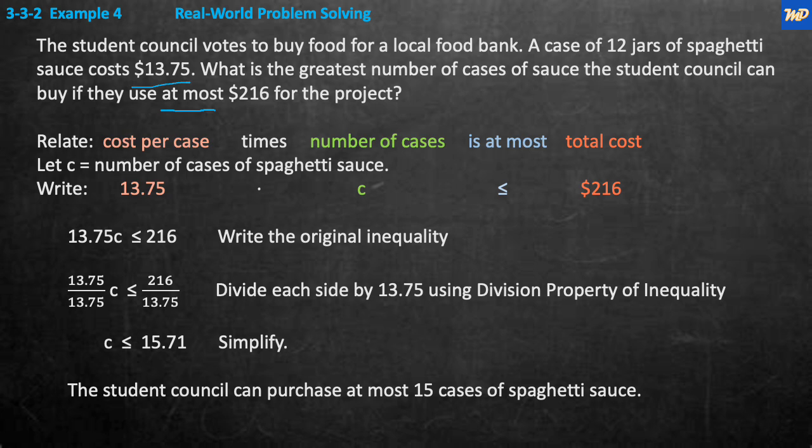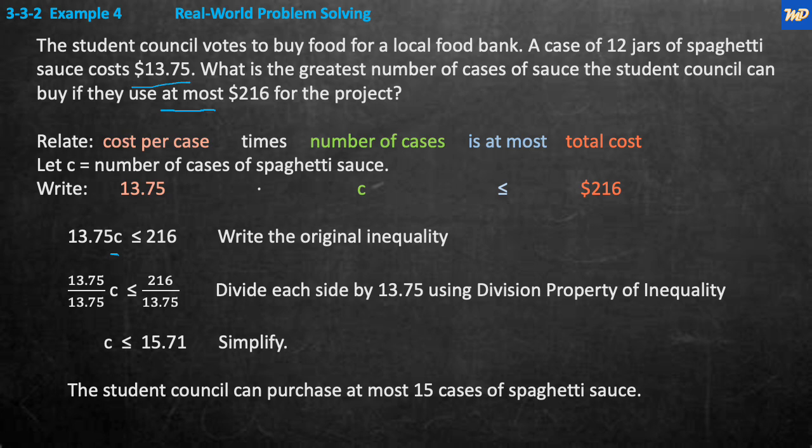So let's put this into an equation or an inequality. How's that? 13.75 times C, the number of cases, has to be less than or equal to $216. So we're going to write the inequality as 13.75 times C is less than, because it can't go over 216, or it could be exactly equal to 216, less than or equal to 216.